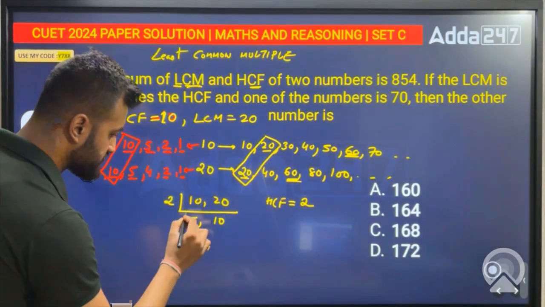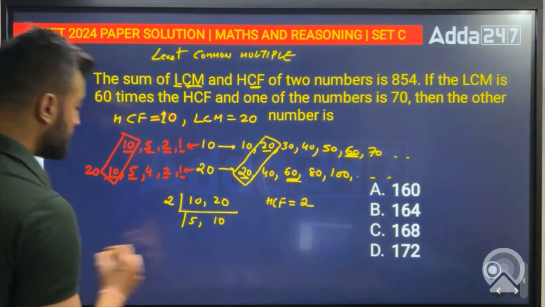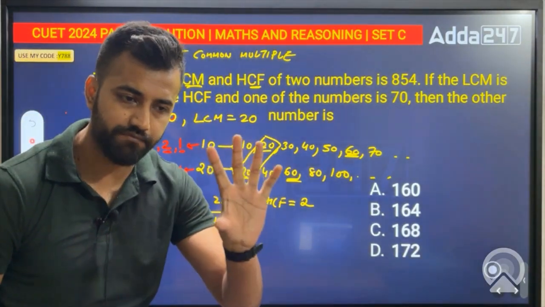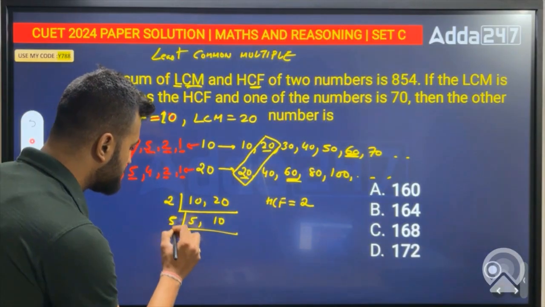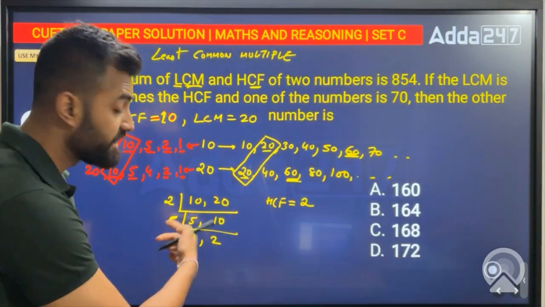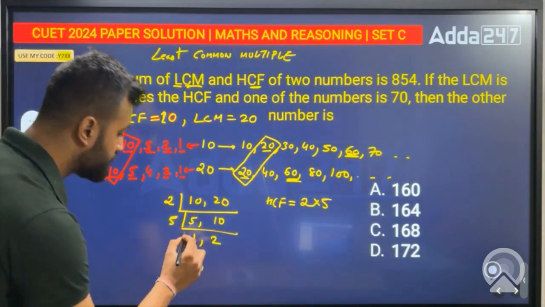Next, we have 5 and 10. Now you tell me what is the number which can divide 5 and 10 together. You will say 5. Sir, 5 1s are 5, 5 2s are 10. Sir, 5 is also a number which is dividing both the numbers. So you write 5 out here. Done. Now we've got 1 and 2.